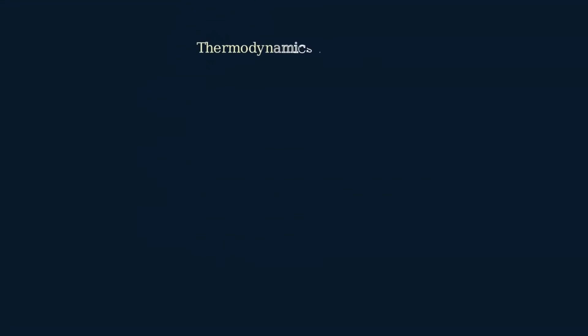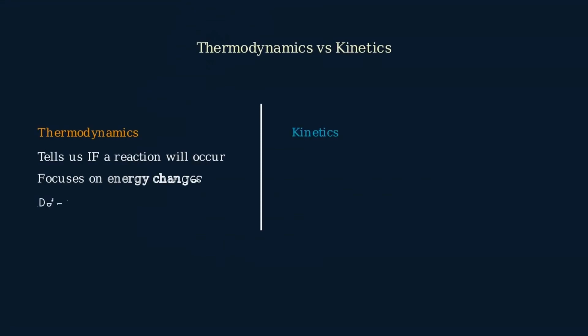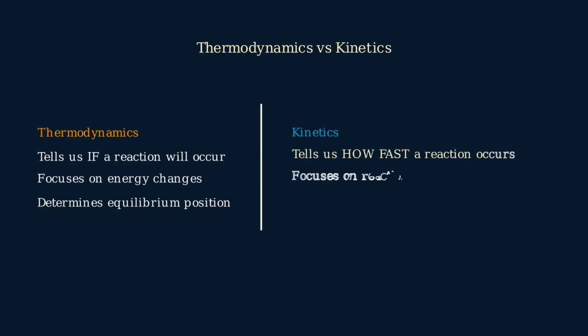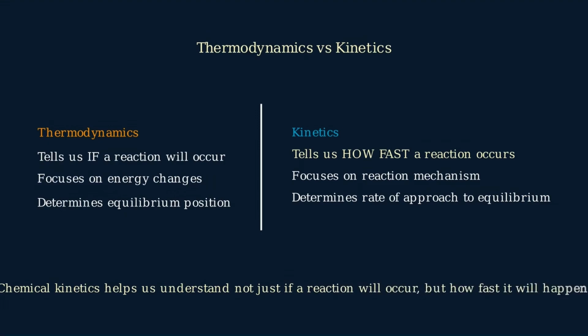It's important to distinguish between thermodynamics and kinetics. Thermodynamics tells us if a reaction is possible, focusing on energy changes and equilibrium positions. Chemical kinetics, on the other hand, tells us how fast a reaction happens, focusing on reaction mechanisms and the rate of approach to equilibrium. In summary, chemical kinetics helps us understand not just if a reaction will occur, but how fast it will happen.